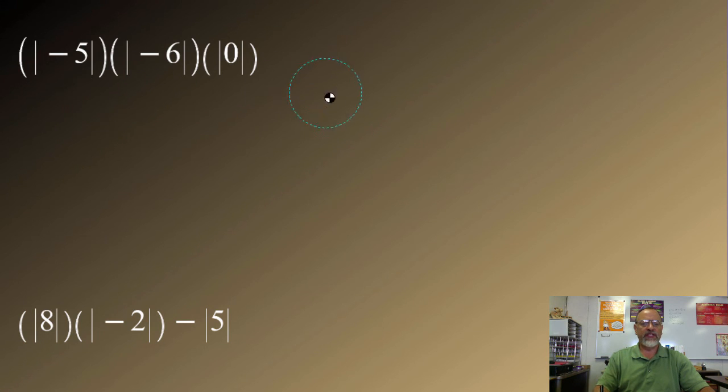Okay, taking a look at the second example very quickly then, we have the absolute value of 8 times the absolute value of negative 2 minus the absolute value of 5. So again, the absolute value being a grouping symbol, we would simplify anything that's inside, everything's simplified, but now we need to remove those grouping symbols by simplifying each expression. So the absolute value of 8 is 8, that's 8 away from 0. The absolute value of negative 2 is 2, that's 2 away from 0, minus the absolute value of 5, that's 5, that's 5 away from 0.